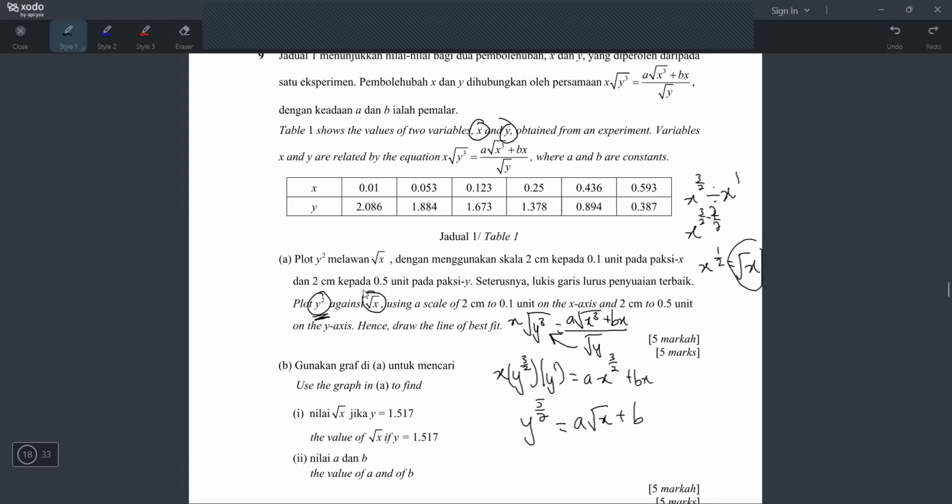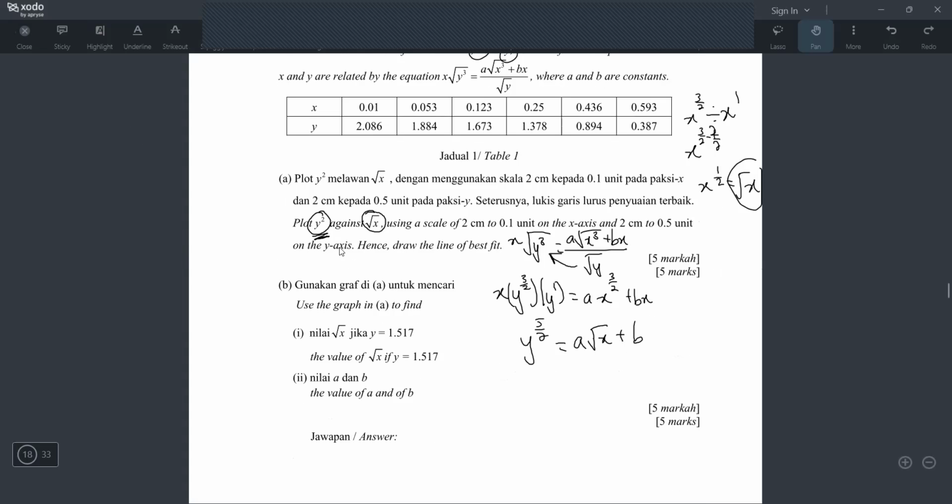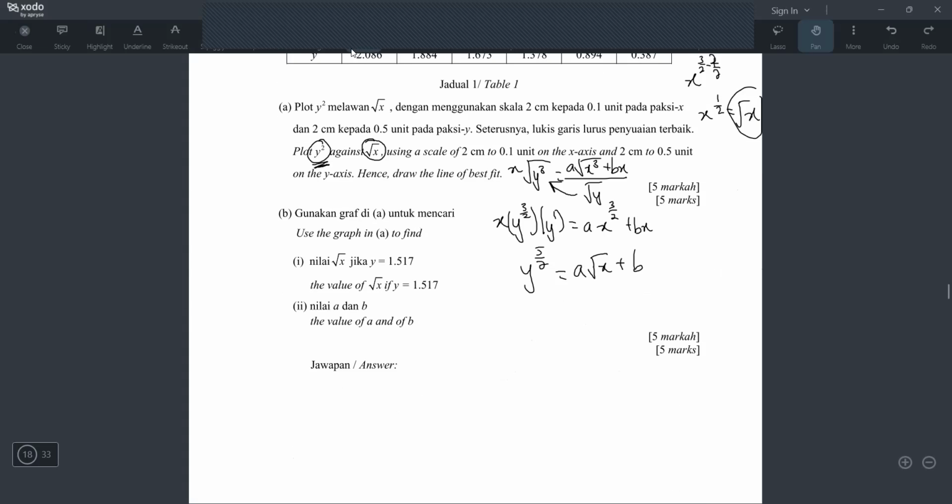Remember that. All right. Actually, this is still not linear form because my equation is not the same as the y-axis, right? So how? I want my y-axis to be y square. How to make this y square? Okay, y power 5 over 2 is the same as y power 5 square root, right? So I want it to be y square. So what to do now?